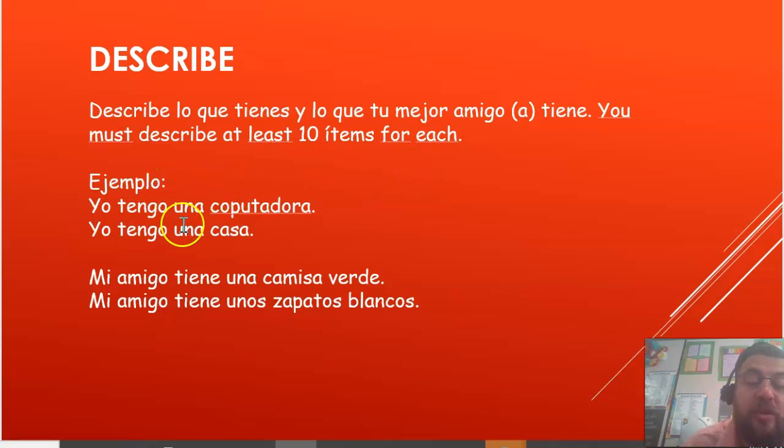So for ejemplo, yo tengo una computadora. I have a computer. Yo tengo una casa. I have a house. Mi amigo tiene una camisa verde. My friend has a green shirt. Mi amigo tiene unos zapatos blancos. My friend has white shoes. Notice that unos zapatos blancos, all plural, so they can match, right? Because shoes are multiple. Alright. So the next three letters for your DOL is N-E-S. Now remember, it's all lowercase.